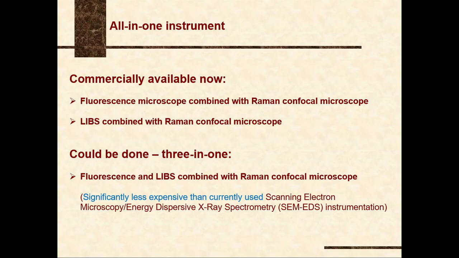LIBS combined with Raman is also commercially available. And I don't see a problem, I mean, technical problem to combine all 3 methods in one instrument, fluorescence, LIBS, and Raman. And then it will be a very versatile method for characterizing, for first of all, fast detection, and then identification and even analysis of gunshot residue all in one instrument.